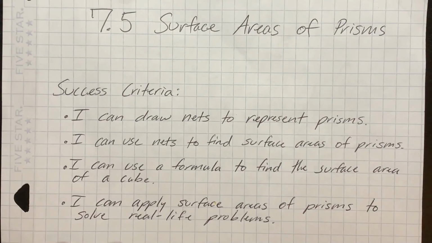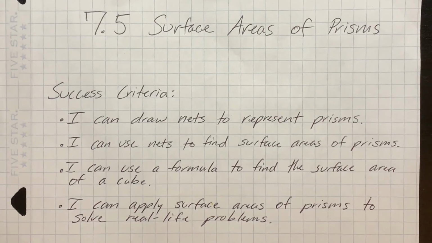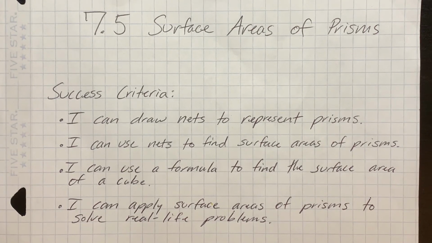All right, my friends, that concludes our presentation today for 7.5 surface areas of prisms. Now, by now, you should be able to draw nets to represent prisms and also use those nets to find a surface area of that prism, and also use the formula to find the surface area of a cube. Remember, a cube has 6 equal faces, so 6 equal sides. So just find the area for one of those and just multiply by 6. That's it.